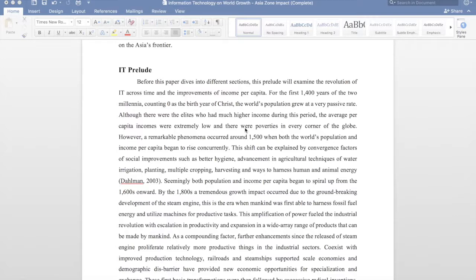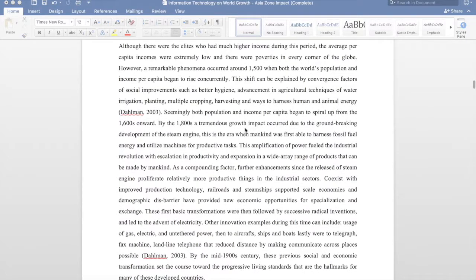The IT prelude is to give a little background for the readers to see the revolution of technology over time. It dates back to the Middle Ages, to the Industrial Revolution, then to our modern-day information technology revolution.